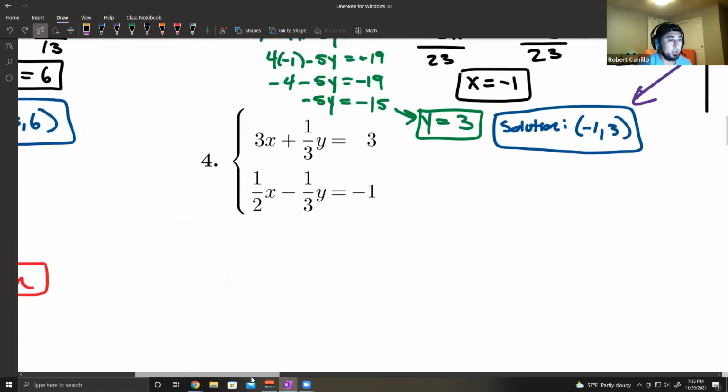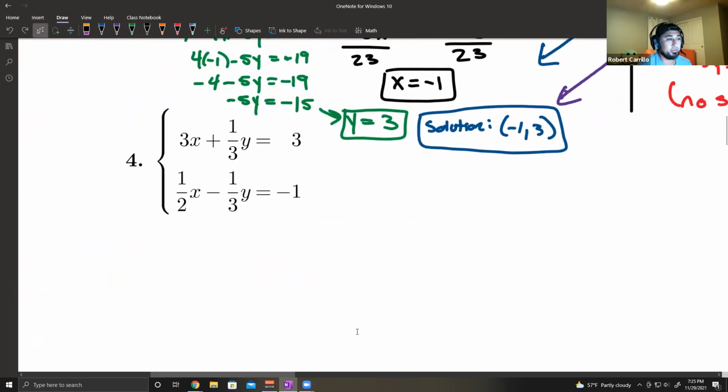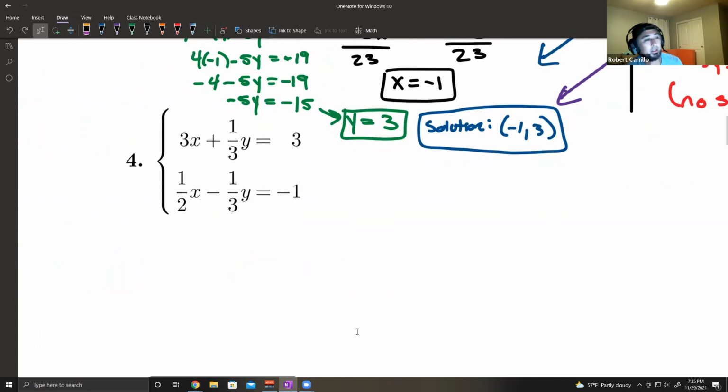All right. And number 4. Oof. All right. 3x plus 1/3 y equal to 3. 1/2 x minus 1/3 y equal to negative 1. Ooh, who do you want to get rid of here? X. Get rid of x, or look at it again. Is this set up already to get rid of y? Yeah, y already. Yes.